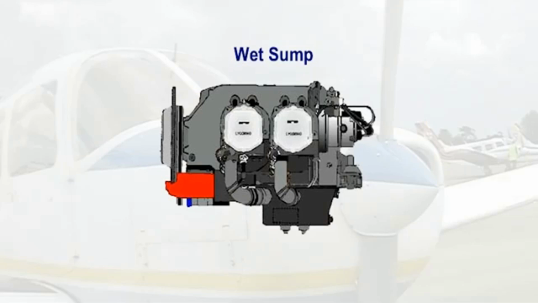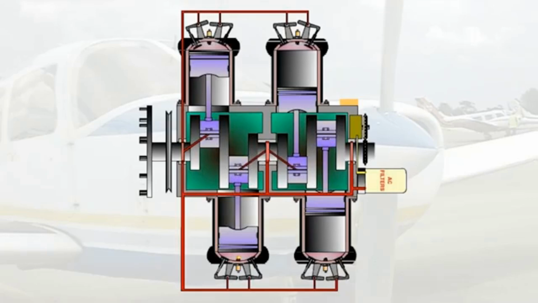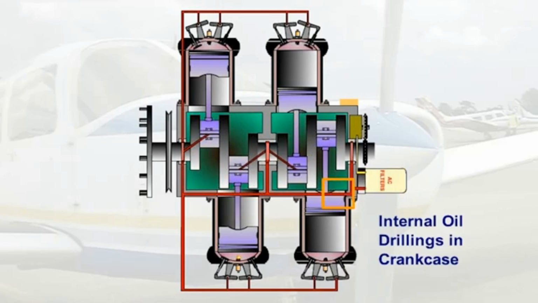Most light non-aerobatic aircraft use the wet sump system, where the oil is stored in the bottom of the engine, usually called the sump. This simplifies construction, but leads to a number of disadvantages. In the wet sump engine, the oil is circulated by the pressure pump. The oil then passes through a high-pressure filter into internal drillings in the crankcase. These are called the oil gallery.